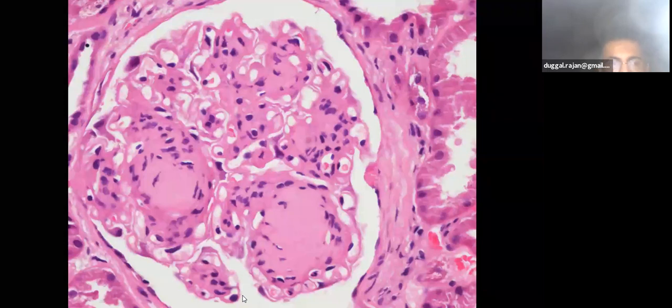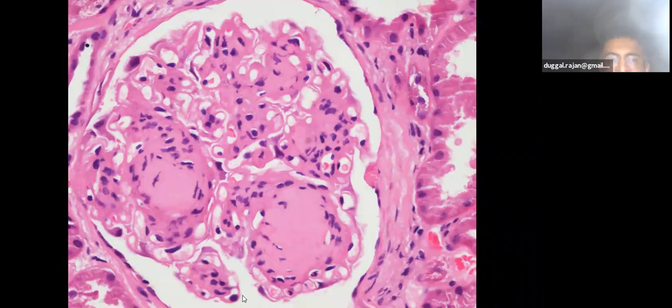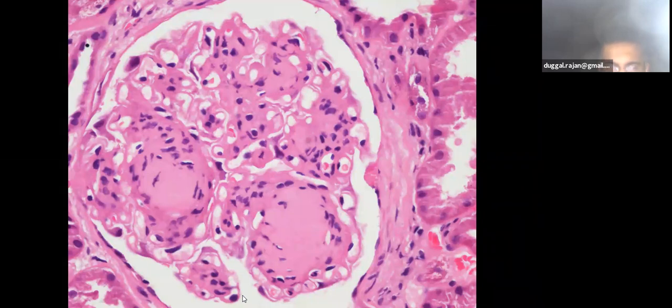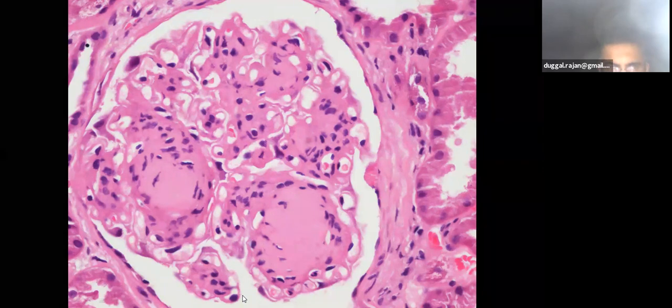Diabetes, amyloid, MIDD, smoker. When he says smoker, that means a patient who is a chronic smoker, chronic hypertensive, elderly patient, can have these kind of nodular glomerulosclerosis lesions. It is labeled as idiopathic nodular glomerulosclerosis. But idiopathic nodular glomerulosclerosis is a diagnosis of exclusion. You need to exclude diabetes, you need to exclude amyloid, you need to exclude MIDD.